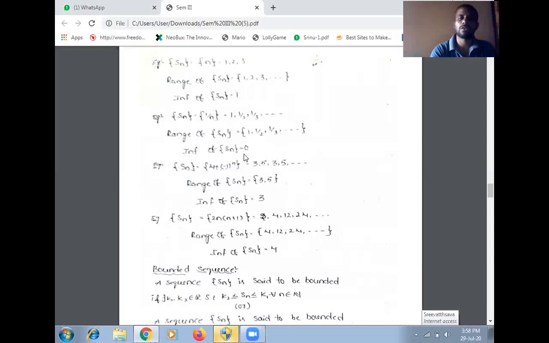So another example, similarly the above examples, we take the examples given in the definition above.